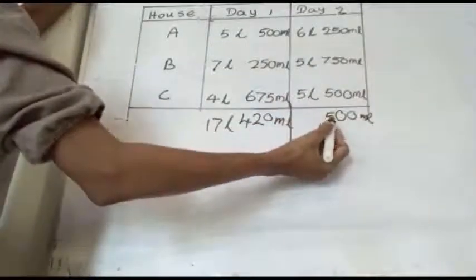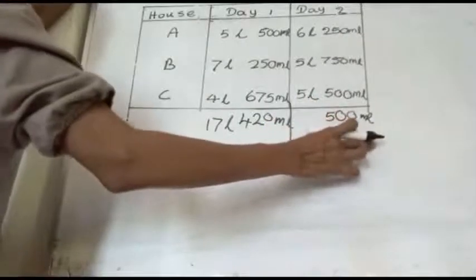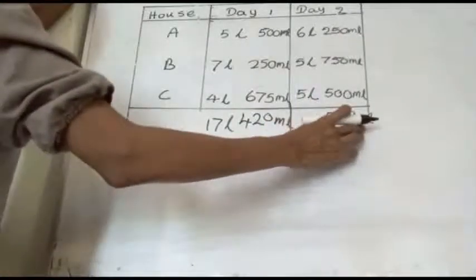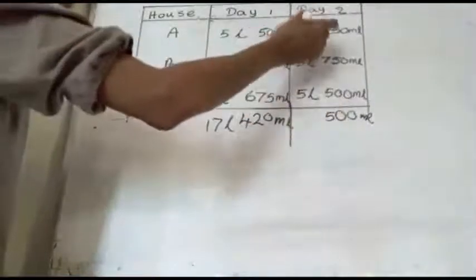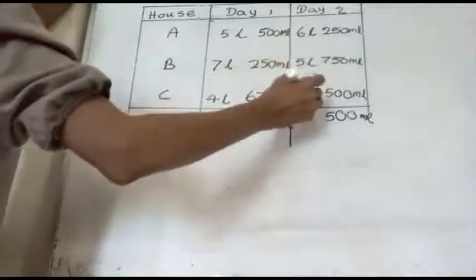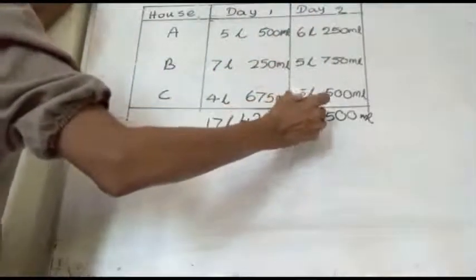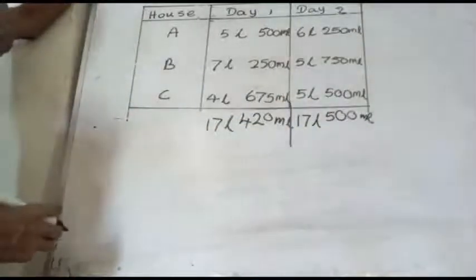Remaining 1. Here 1500 is equal to 1000 plus 500. 500 milliliters here. 1000 milliliters is equal to 1 liter. 1 plus 6, 7. 7 plus 5, 12. 12 plus 5, 17 liters and 500 milliliters.